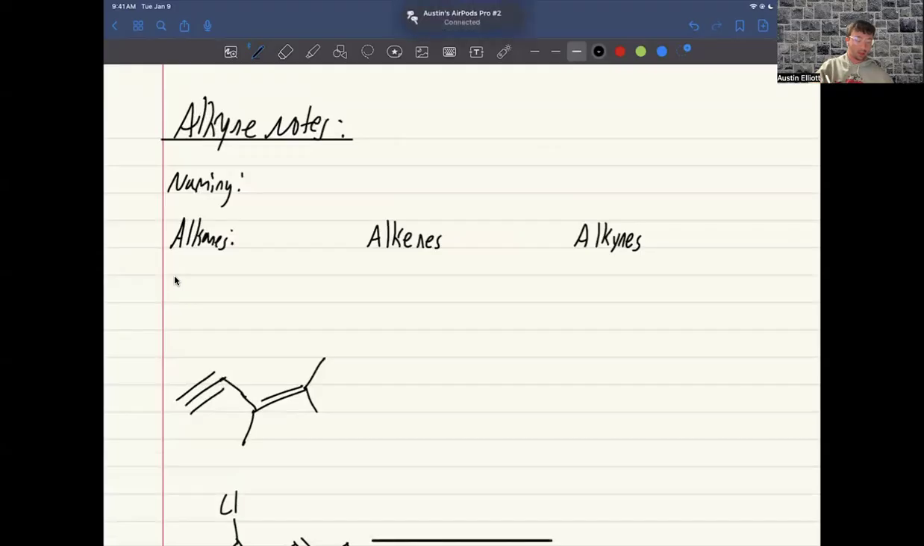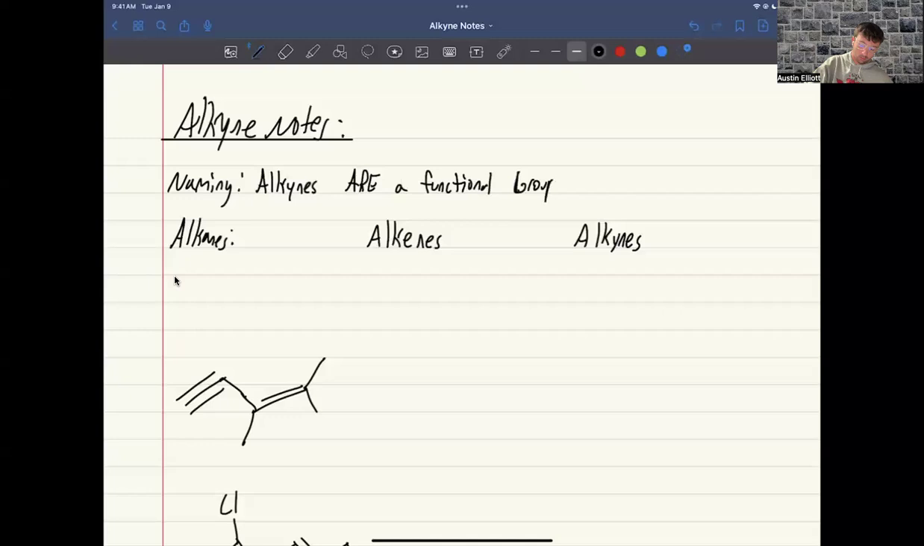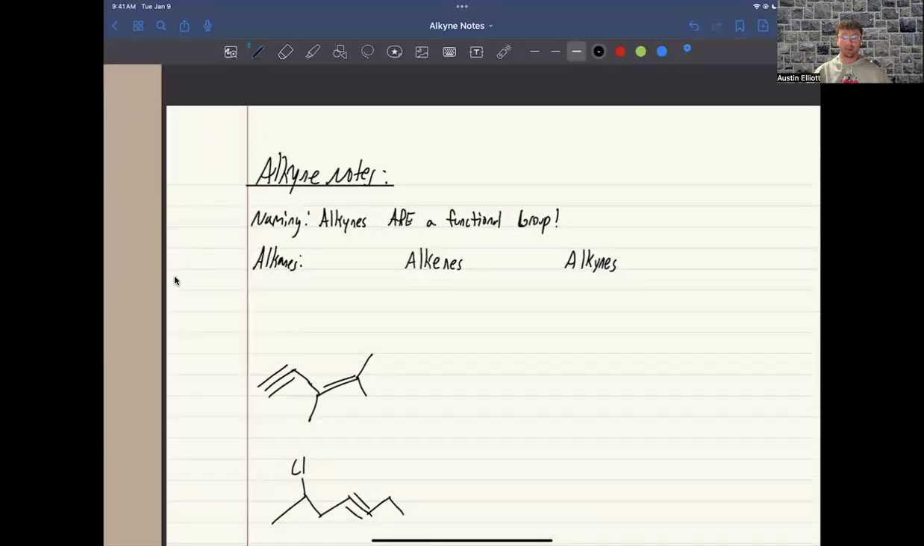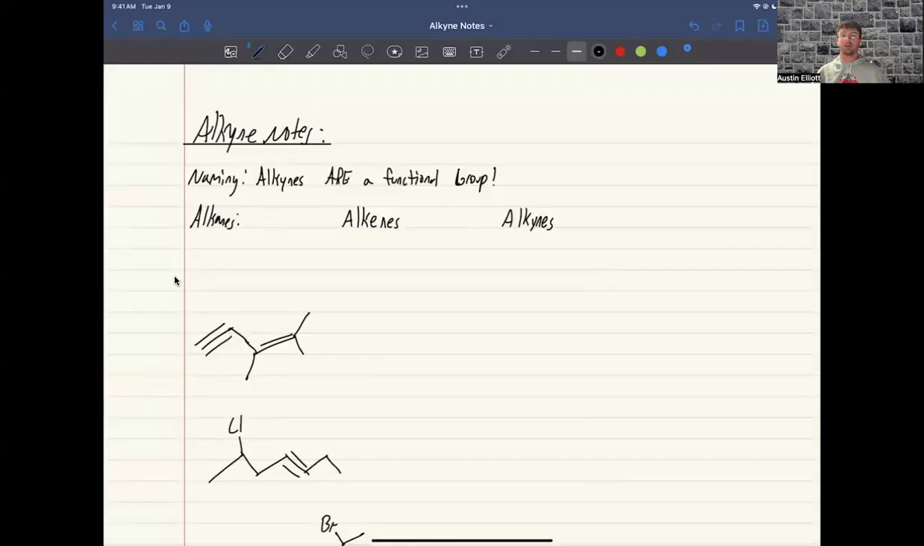So with alkyne naming, alkynes are a functional group. So when I say functional group, it's going to modify the parent chain and it's not going to be a branched group in front of the parent chain. It's always going to come at the end along with your alkenes, alcohols, amines, and other functional groups like that. So a little review for a second.